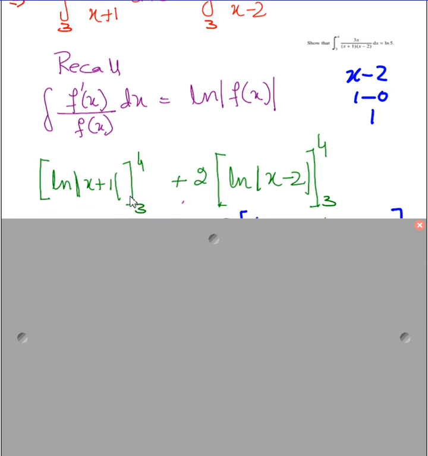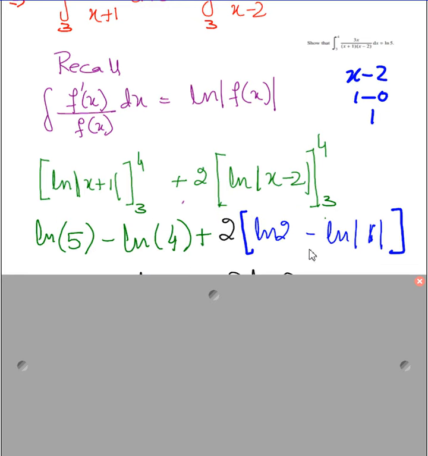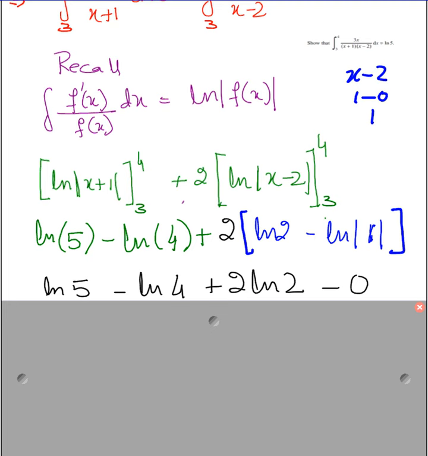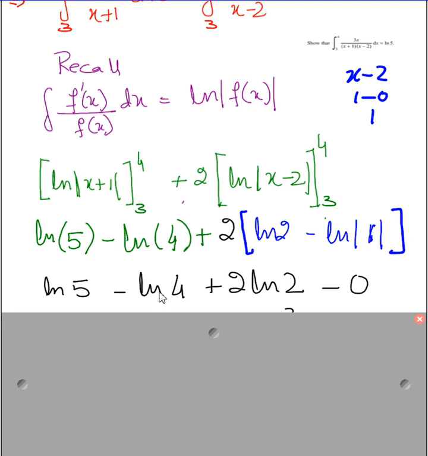After that, we know we apply upper limit minus lower limit. So I will apply 4 here and then minus 3 here. Similarly, I will do on this side. I have used a different color to make it obvious. So you see 4 plus 1 is 5, 3 plus 1 is 4. Similarly, upper limit is 4, lower limit is 3. 4 minus 2 is 2, 3 minus 2 is 1. And we know ln 1 is 0. So this term will be eliminated. So ln 5 minus ln 4 plus 2 times ln 2 and 0.